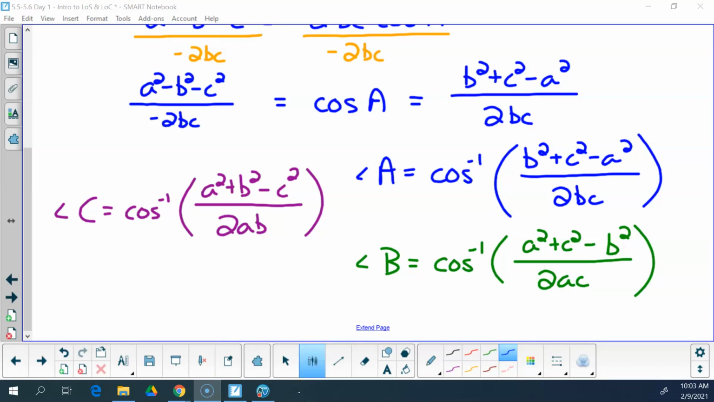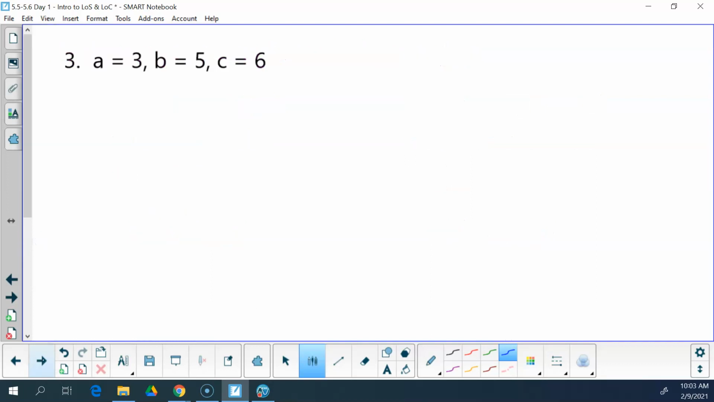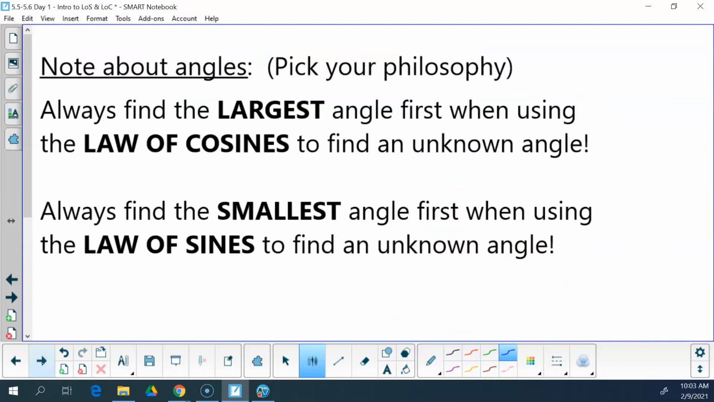Now, here is the most important part of both the law of sines and the law of cosines. When you're using the law of cosines and you have to find an angle, you need to find the largest angle first. Okay? Write that down somewhere on your paper. Law of cosines, find the biggest angle first.